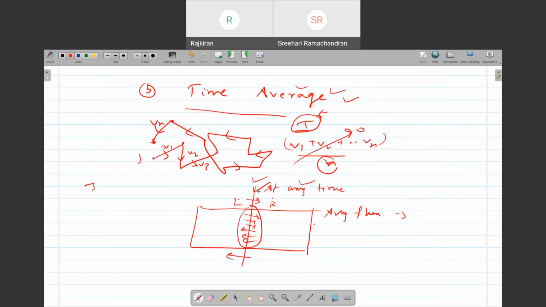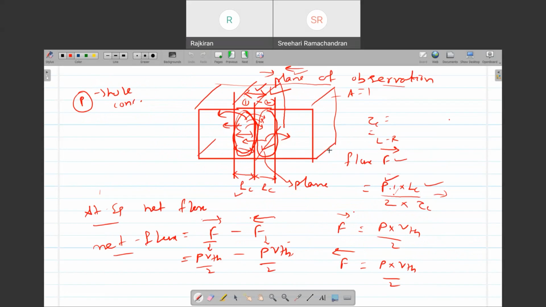Also another thing is, across any plane, the number of carriers moving from left to right is equal to the number of carriers moving from right to left. Then using a one-dimensional picture, we explained how the net flux is the number of carriers passing a unit area per unit time, which is zero in equilibrium. The flux from left to right is P into Vth by 2, and the flux from right to left is also P into Vth by 2. So at equilibrium, the net flux is equal to zero.